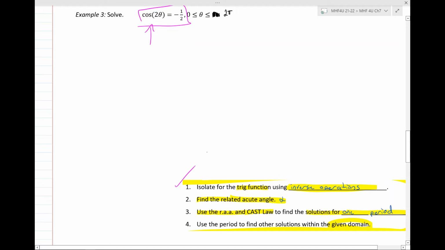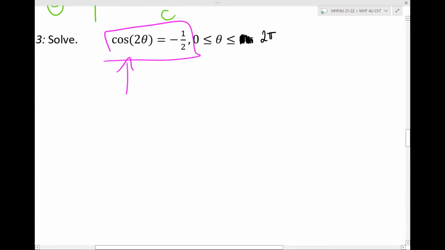We're all finished that. Now we need to find our related acute angle. Well, our related acute angle, just like before, I know this says the 2 times theta inside my trig function. We're going to ignore that right now. Okay, so my alpha, and that is the related acute angle that will bring my function equal to negative 1 over 2, or really my related acute angle that will bring my function equal to 1 over 2. Oops, the cosine of alpha is equal to 1 over 2. Okay, well, I know how to handle something like this.